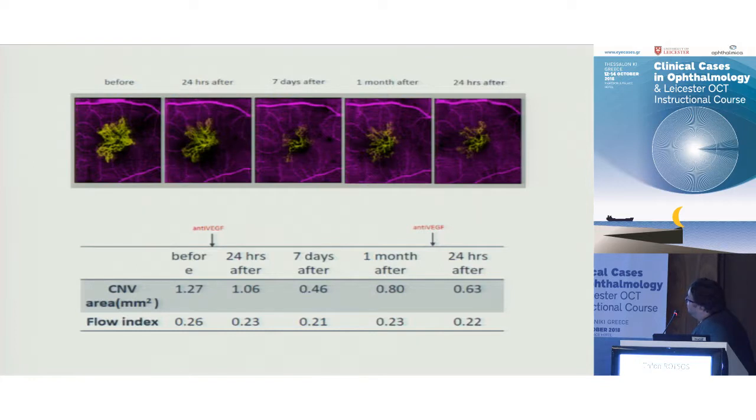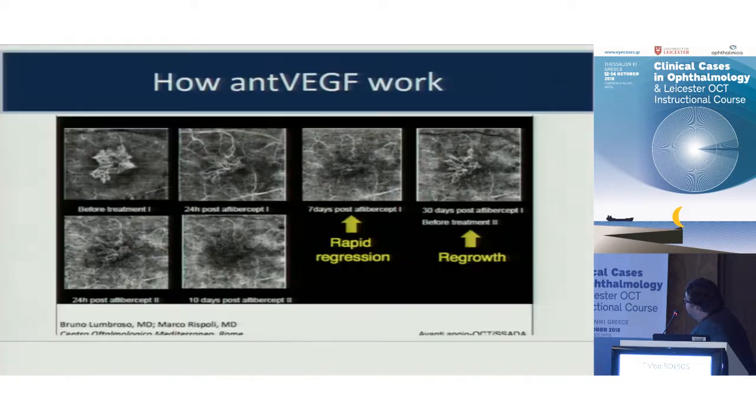The peak of the drug efficiency is about 7 days after the injection, and 1 month after the injection, it starts to form again. The flow rate starts to grow within the membrane, and again, after the second injection, in 24 hours, it starts to get smaller.